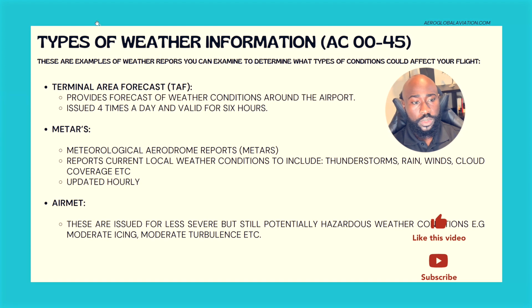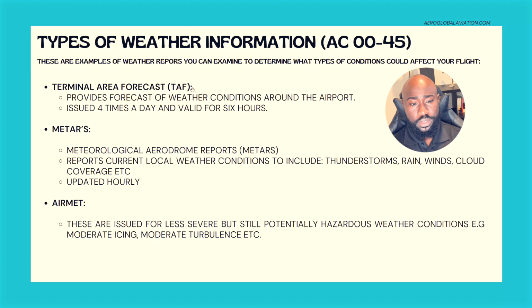Then we'll move on. We'll talk about types of weather information here. To read a little bit more about the different types of weather information, you can read Advisory Circular 00-45. They usually have letters at the end, so just make sure you're reading the most up-to-date version for whatever information you need to get, or if you're watching this in the future.